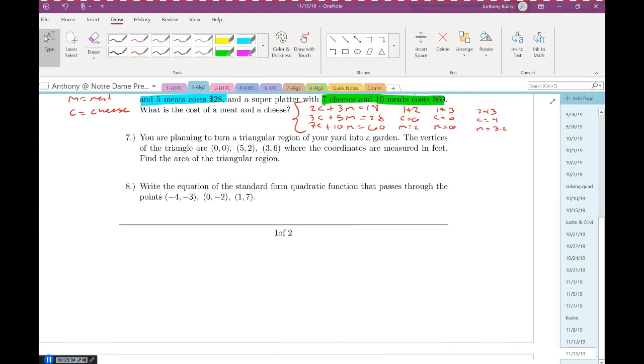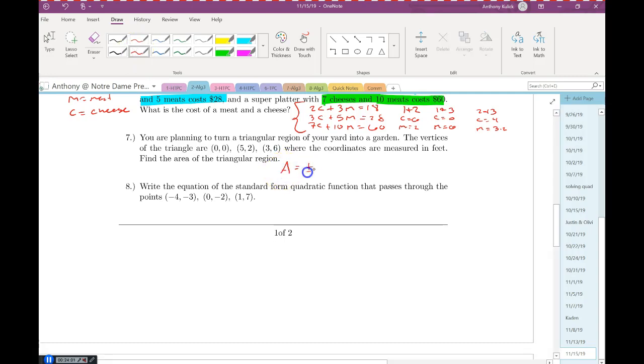Alright, 7 says you're planning to turn a triangular region of your yard into a garden. The vertices of the triangle are (0, 0), (5, 2), (3, 6), where the coordinates are measured in feet. Find the area of the triangular region. Is this a solving system problem? No, this is like an area of a triangle problem, right? That's what it's asking for.